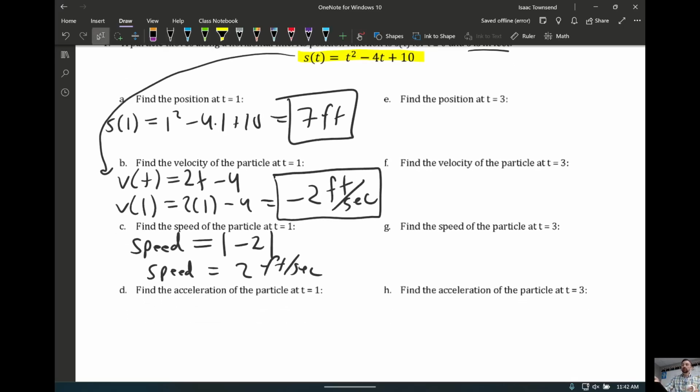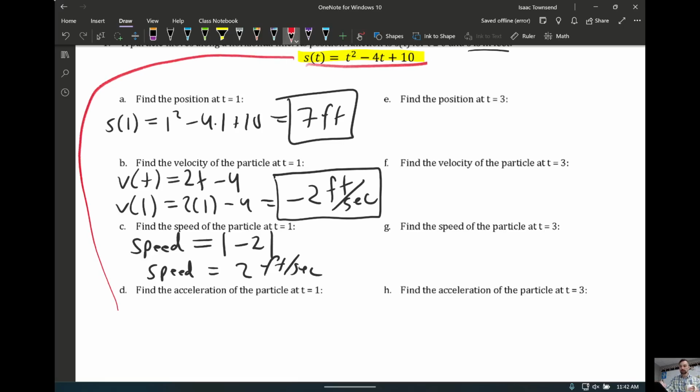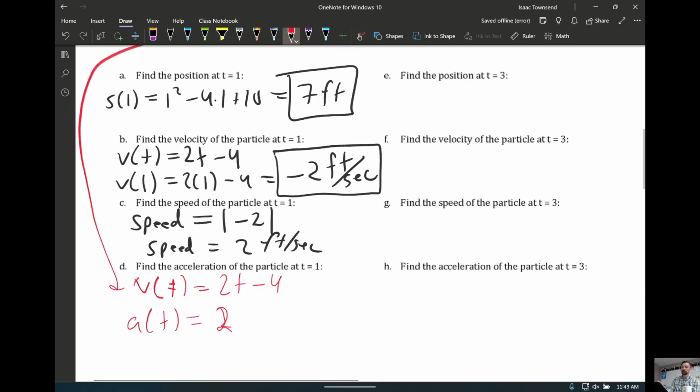Okay, and then if I want to know something about the acceleration, if I only had position, I know that I could take the derivative once to get velocity, and then I could take the derivative a second time, do the power rule again, and know that the derivative of a constant is 0 again, and it looks like the acceleration is 2. Now notice there's no t's here, so it doesn't matter what time you're talking about, acceleration is always 2. Now, what kind of units do you think acceleration would have?